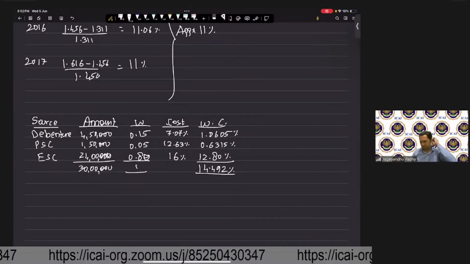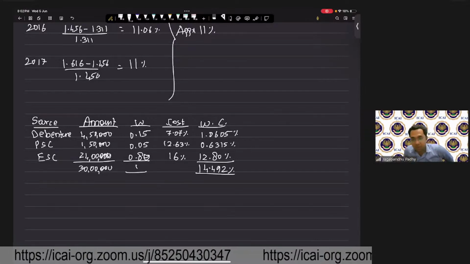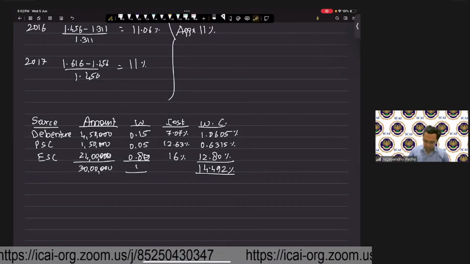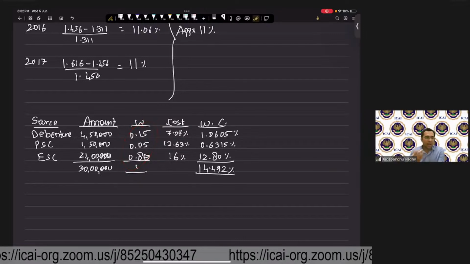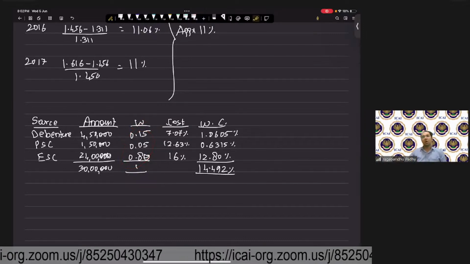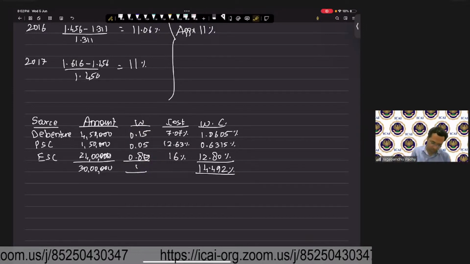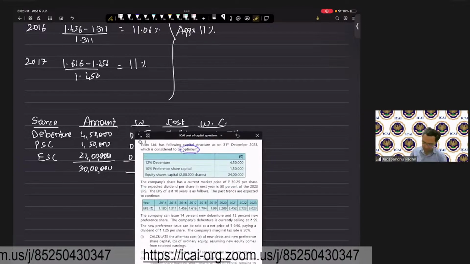The additional capital that we are going to raise is 14.49. That's going to cost us 14.492, provided we are going to raise them in this weightage. And we have to raise the money in this weightage itself because they have stated that the capital structure is optimal. Okay, that's the second part.